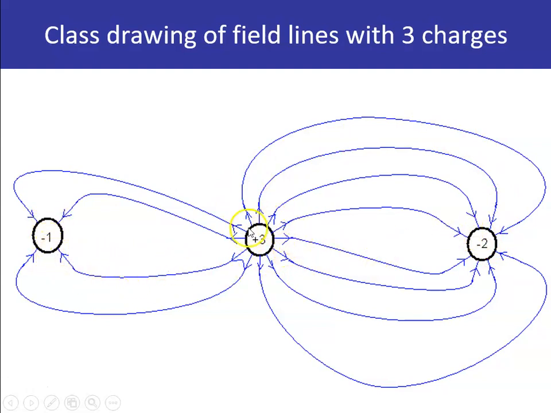Now, also, the 12 here is 3 times as much as the 4 here, and the 4 here is half as much as the 8 over here, because the magnitude of the charge over here on the left is half as much as the magnitude of the charge over here on the right.